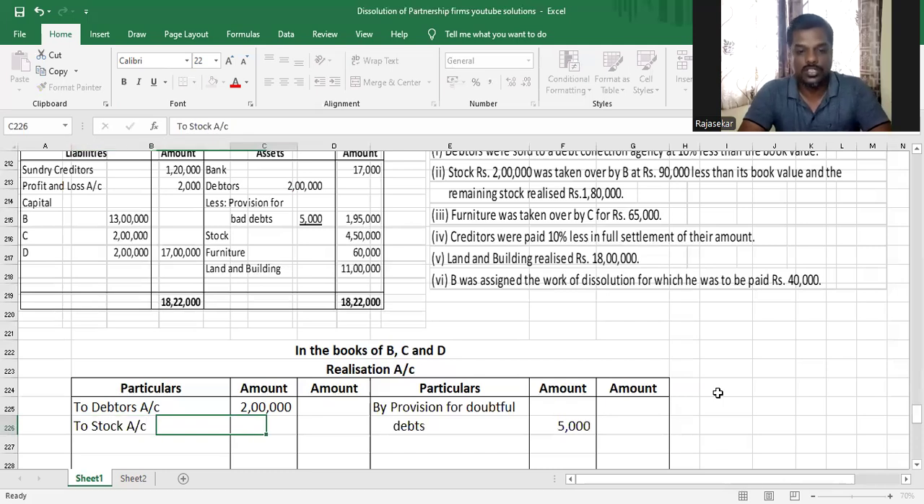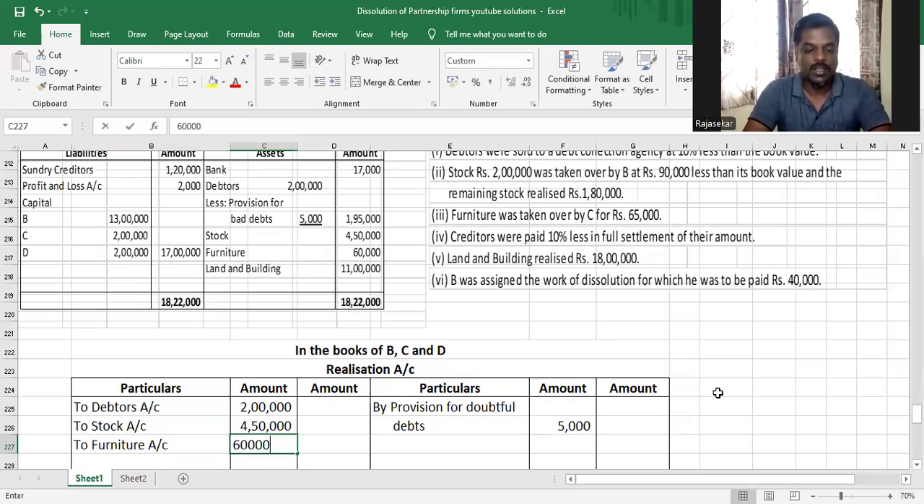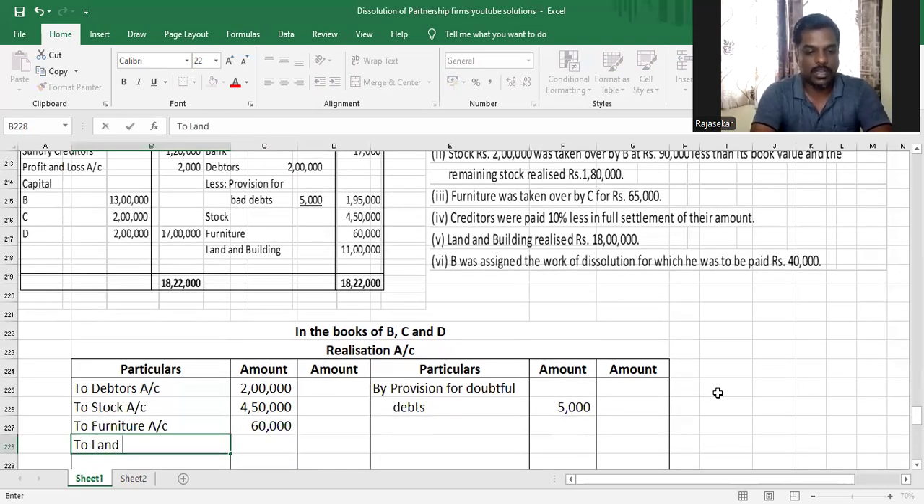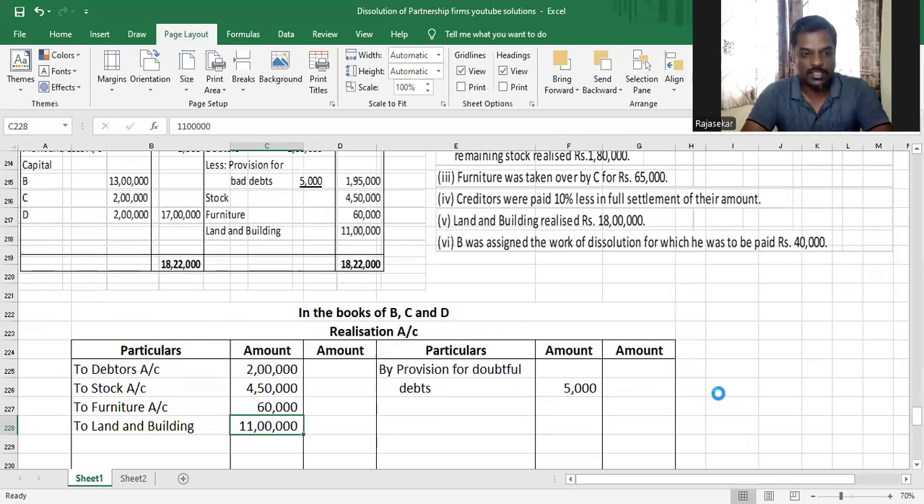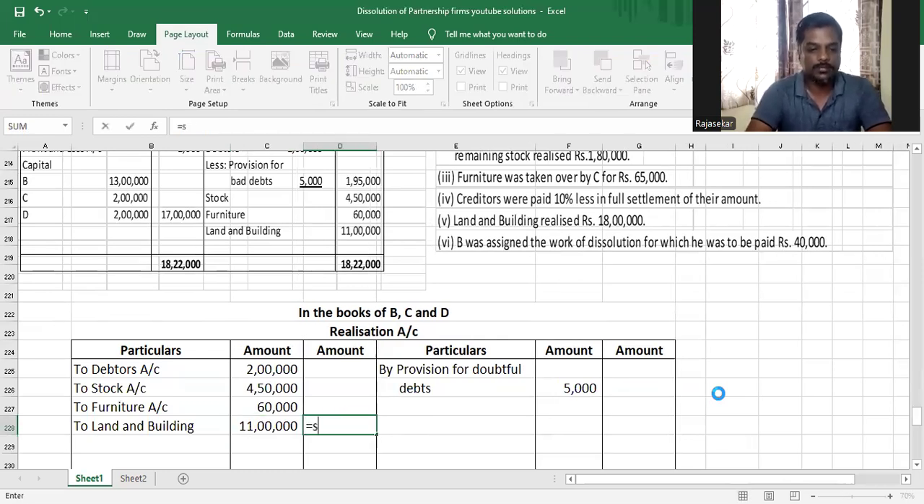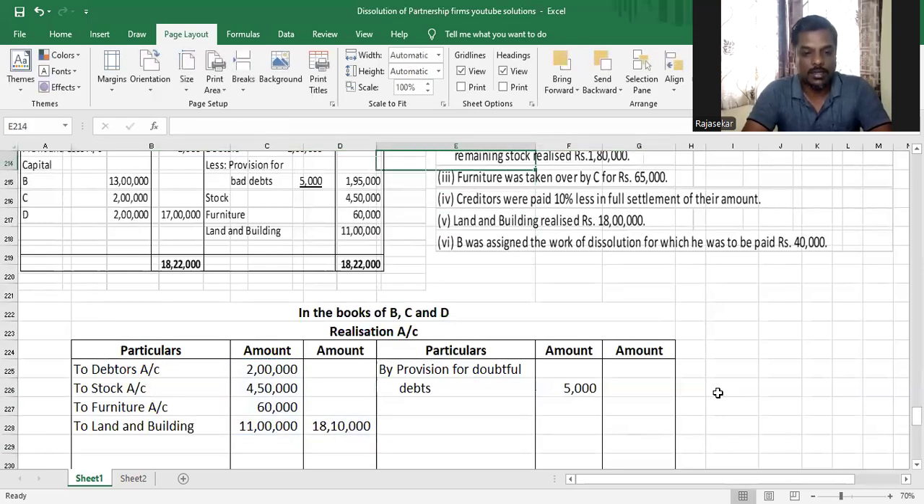And then the next thing to be transferred is stock account, which is 4,50,000. And then we have furniture, and that would be 60,000. And then we have land and building, 11 lakh. Understood or not, my dear children? So we've transferred all the assets now. After transferring all the assets, just add them and write in the outer column.